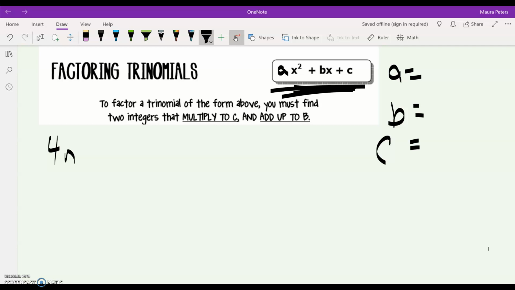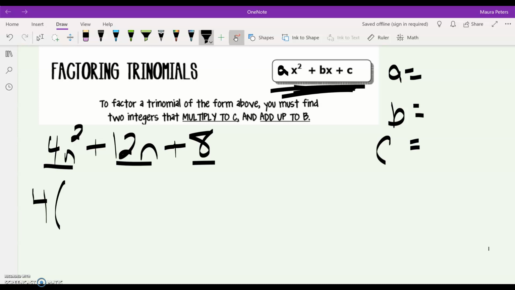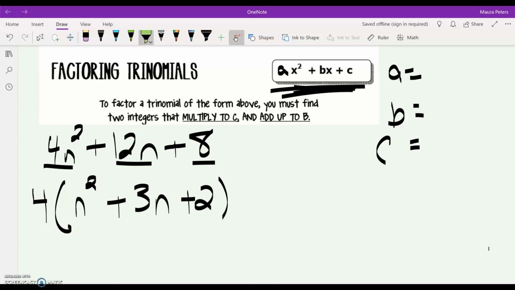So 4n squared plus 12n plus 8. And here's what I mean by that. Taking a look at this example, the first thing you're always going to do in factoring, always, is locate some sort of greatest common factor. If there is none, move on. That's fine. However, in this case, I can identify that the greatest common factor for all of these is actually 4. And when I take 4 out, I'm left with n squared plus 3n plus 2. Okay, so the greatest common factor came out.